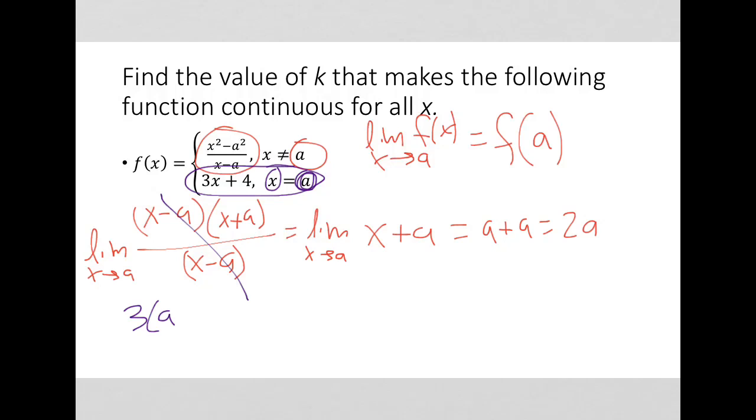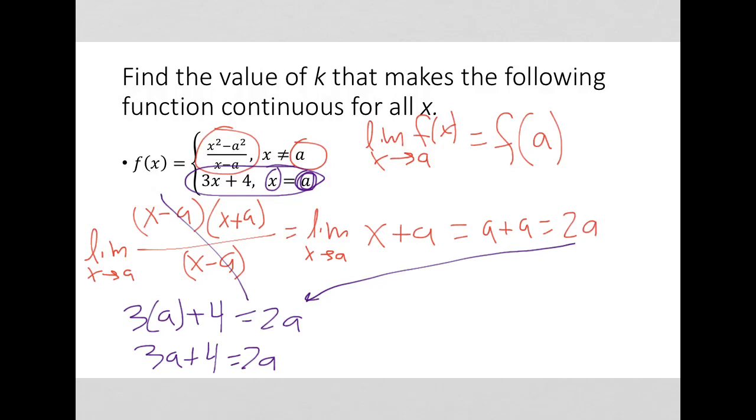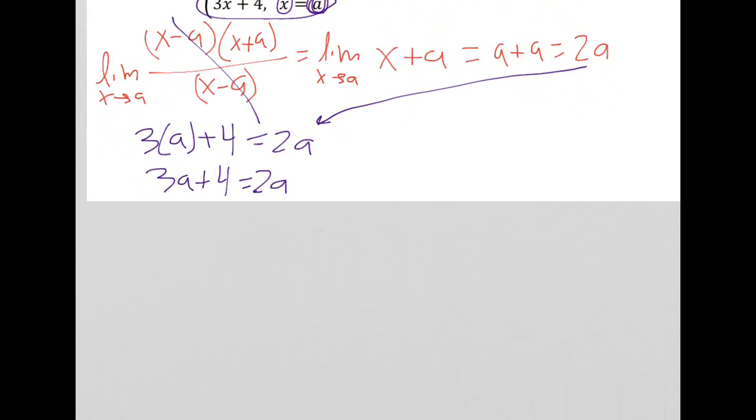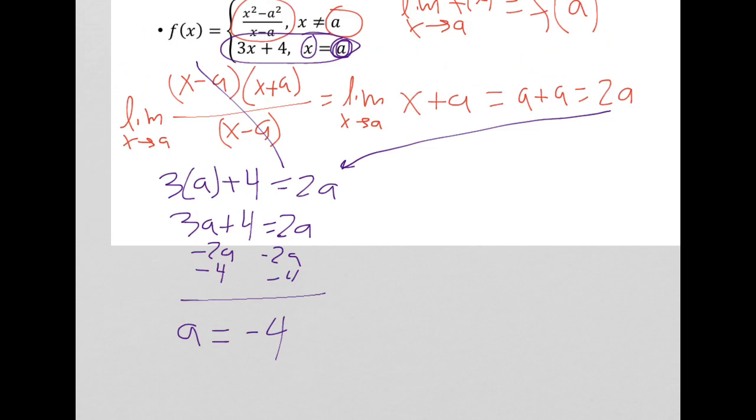So I'm going to get 3 times a plus 4. And again, I need to set that equal to that feller right there, 2a. So I get 3a plus 4 equals 2a. Let's subtract 2a from both sides, and subtract 4 from both sides. So minus 2a minus 4, minus 2a minus 4. 3a minus 2a is a, equals negative 4. So even though it looks like a little bit of a harder problem because we have an a instead of a number there, it works exactly the same way.